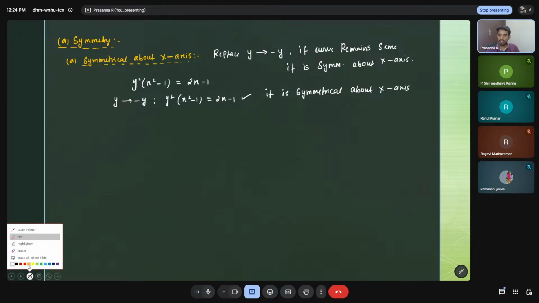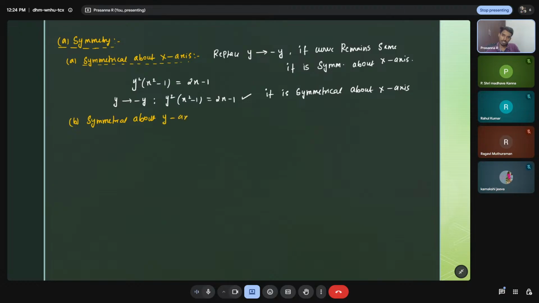Now we will check whether it is symmetrical about y-axis or not. Now replace x by minus x, the same procedure for all problems, right? We have to write the story. So replace x by minus x. If the curve remains same, it is symmetrical about y-axis.